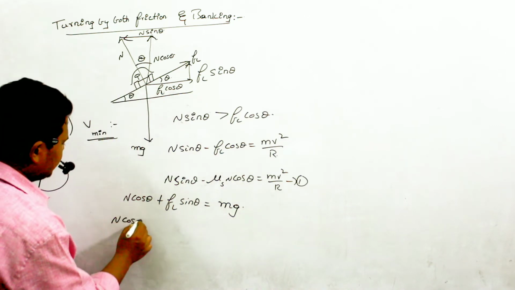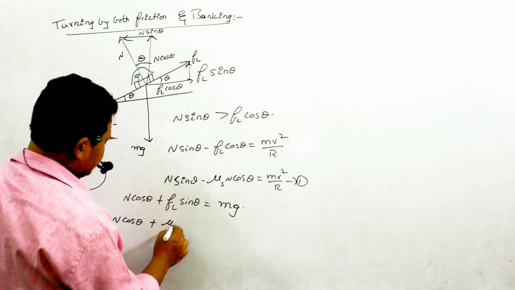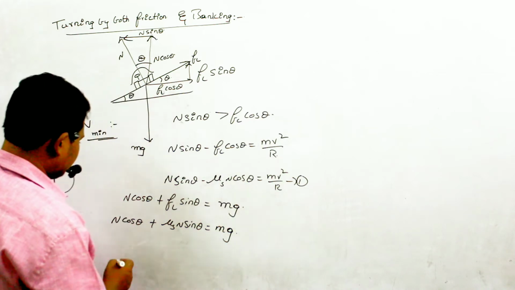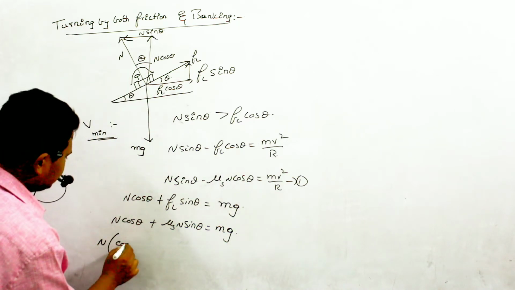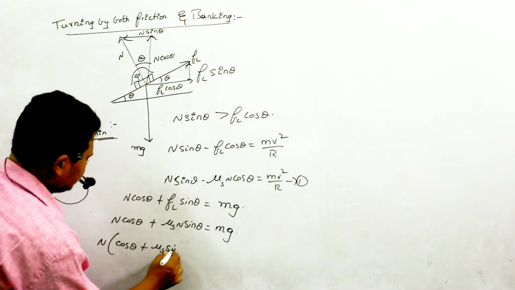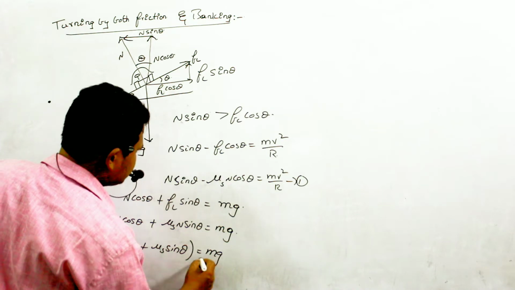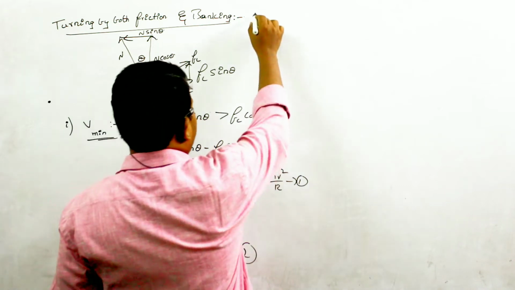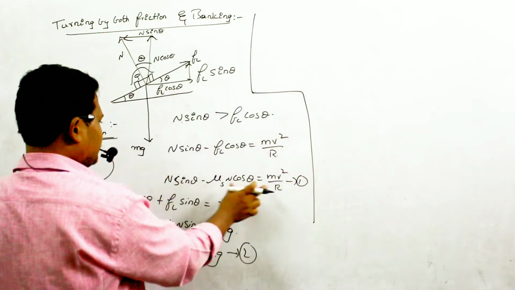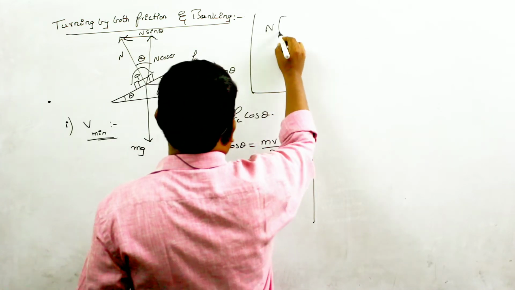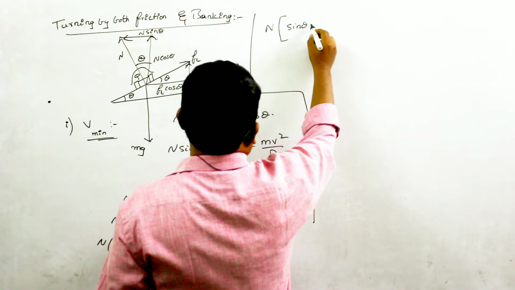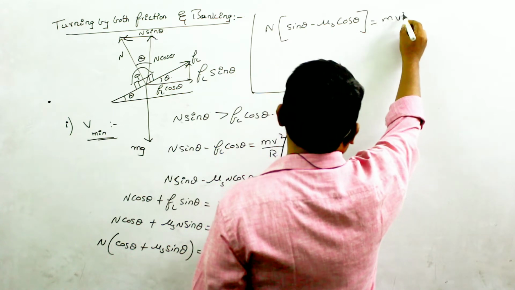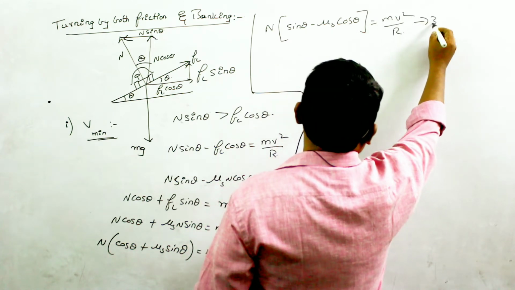So again I can write N cos theta plus FL, which can be written as mu s N sin theta, is equal to mg. From this, if I take N common, then I can write N into cos theta plus mu s sin theta is equal to mg. So let it be our equation number 2. And from equation number 1 also, again I can take N common. So from equation number 1, if I take N common, then I will get N into sin theta minus mu s cos theta is equal to mv square divided by r. So let it be our equation number 3.